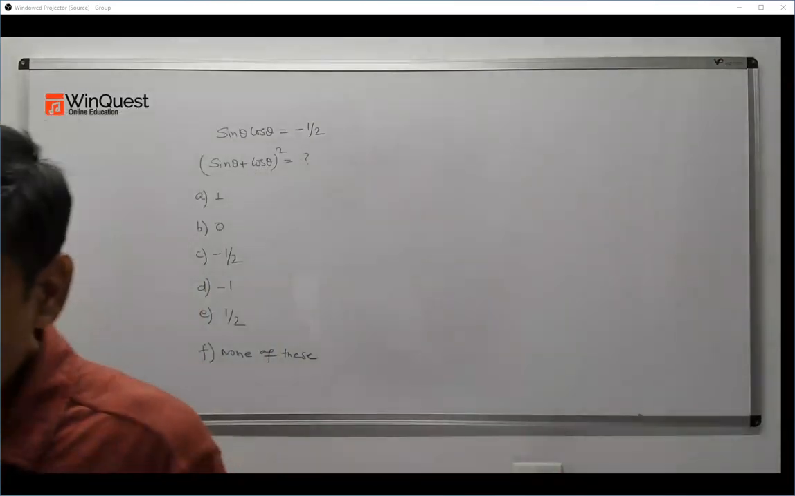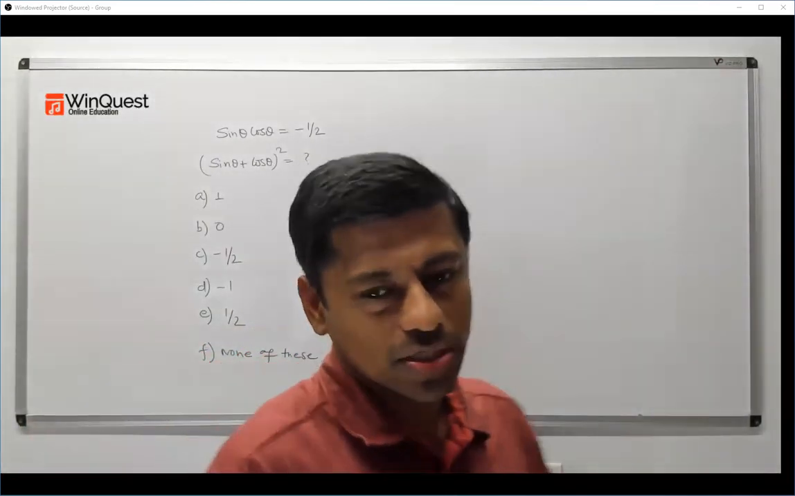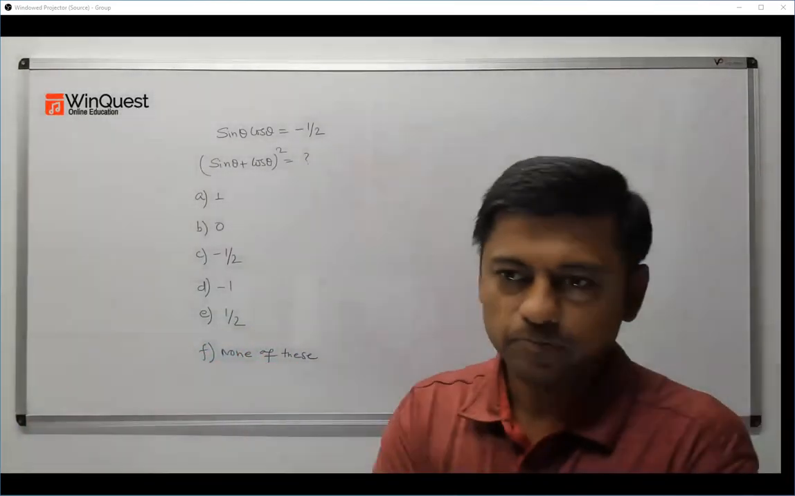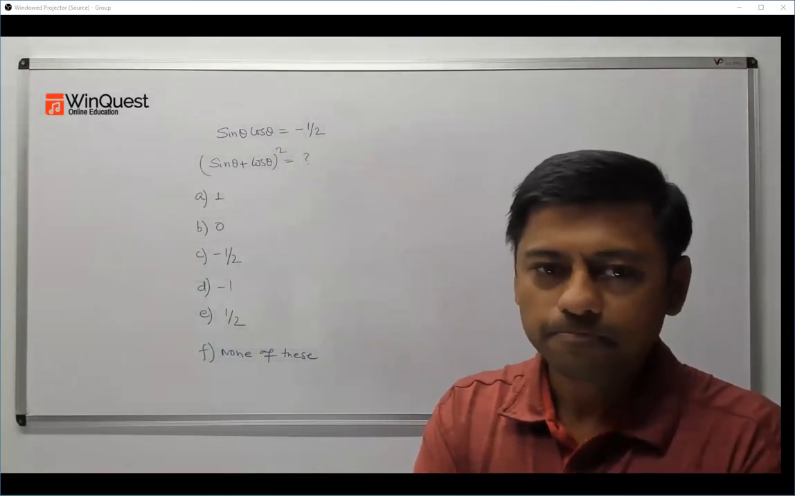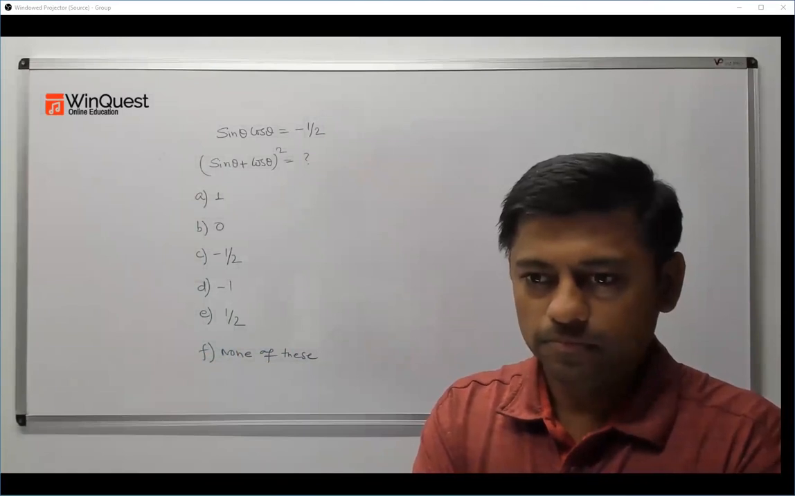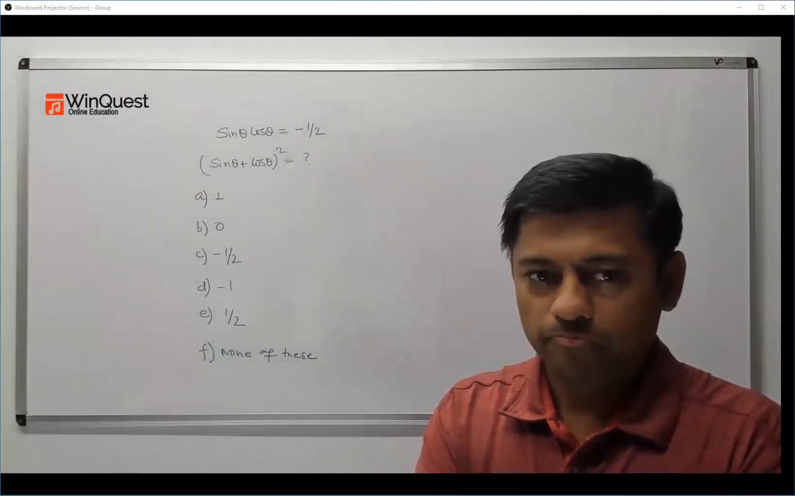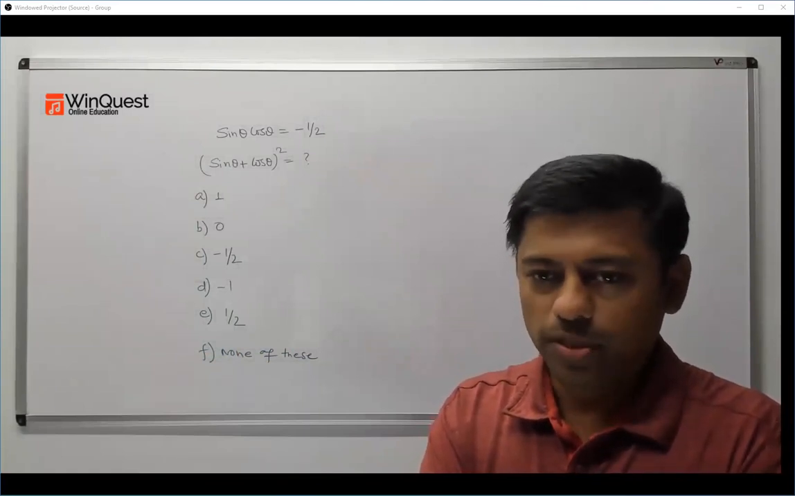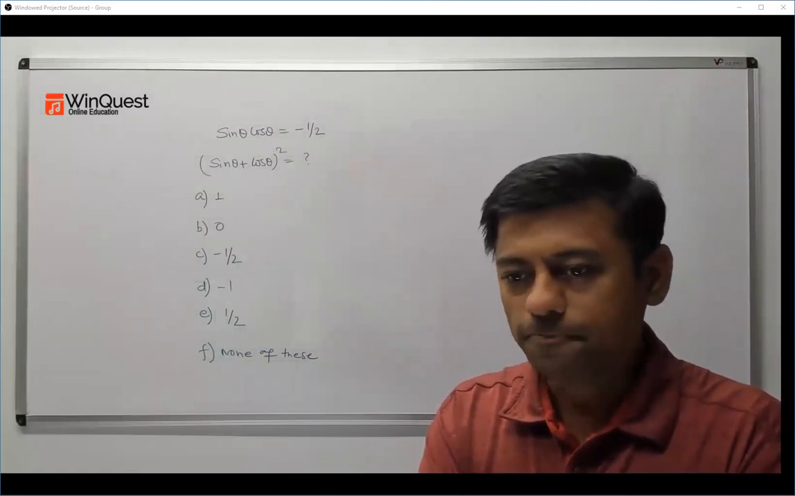I know that sine theta plus cosine theta is equal to 1. So I can use that to figure out the question. So it becomes 1 then. 1 squared becomes 1.